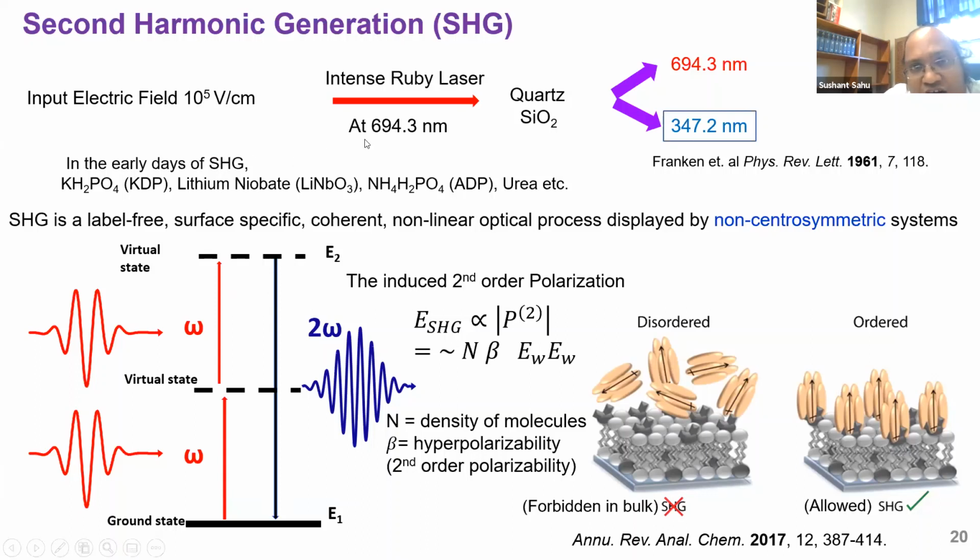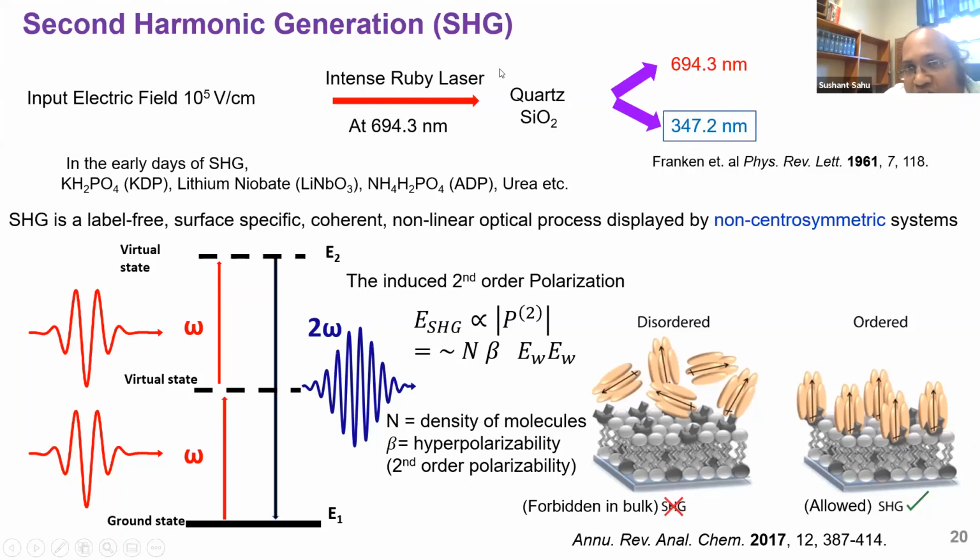Right after the invention of the laser, early on, Franken used an intense laser source on quartz, which we all know is silica. When he analyzed it, he saw mostly the red light, which is 694 nanometers, the fundamental frequency, but he also saw higher order nonlinear effects, where he saw weak UV photons at 347, exactly double the frequency or half the wavelength.